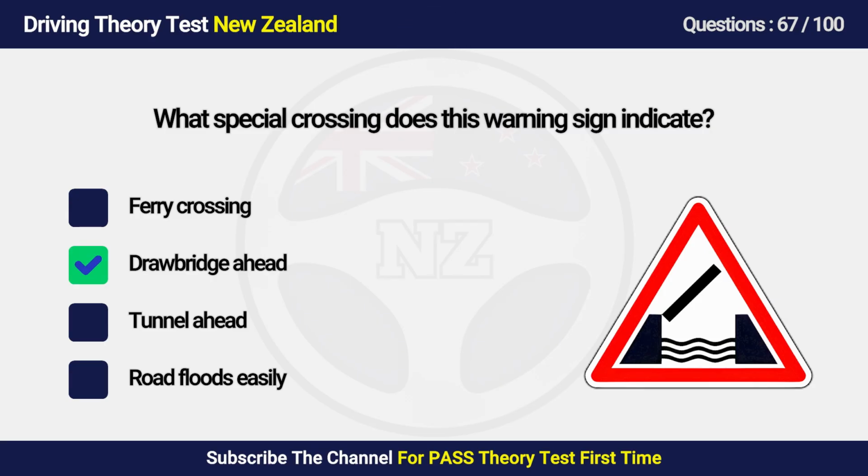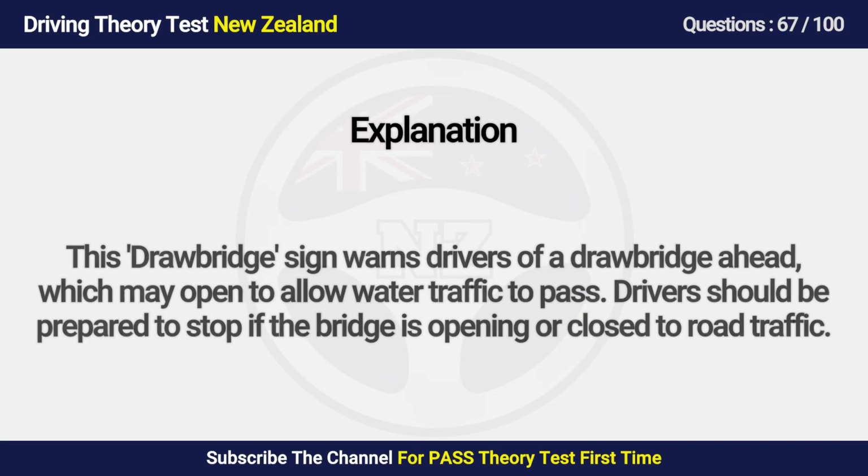Answer is B. Drawbridge ahead. This drawbridge sign warns drivers of a drawbridge ahead, which may open to allow water traffic to pass. Drivers should be prepared to stop if the bridge is opening or closed to road traffic.